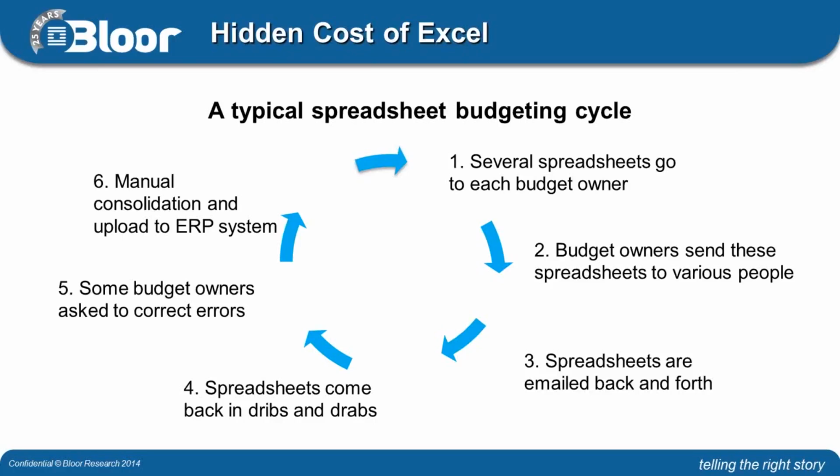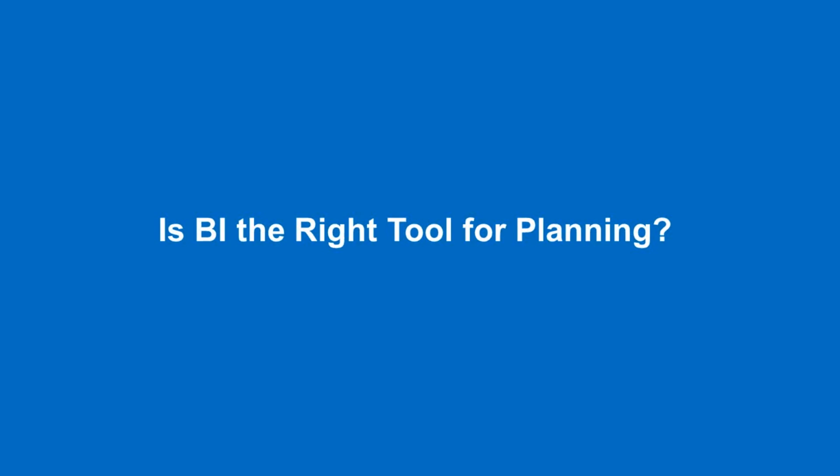Then some of them clearly have errors in them and you need to check for errors. People have put things in the wrong column or in the wrong box or whatever. And then you have to manually consolidate it because you don't have a repeatable process. And then finally you upload it to the ERP system. And then every time you have a budgeting cycle, you have to do it all over again and start from scratch, in effect. It's very time-consuming and therefore costly.